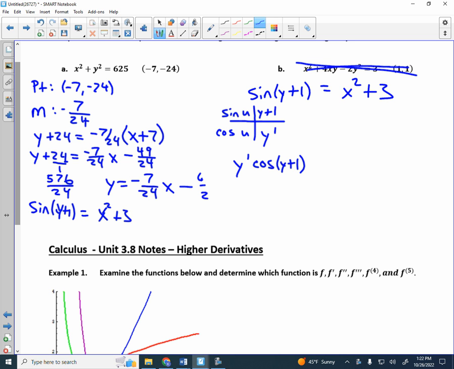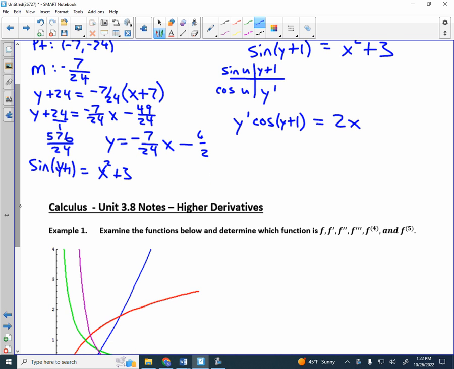So then what is the derivative of x squared? And what is the derivative of 3? 0. Okay, so we have that as our derivative. We need to solve for what? Y prime. And as I solve for y prime, I'm going to divide by cosine of y plus 1.